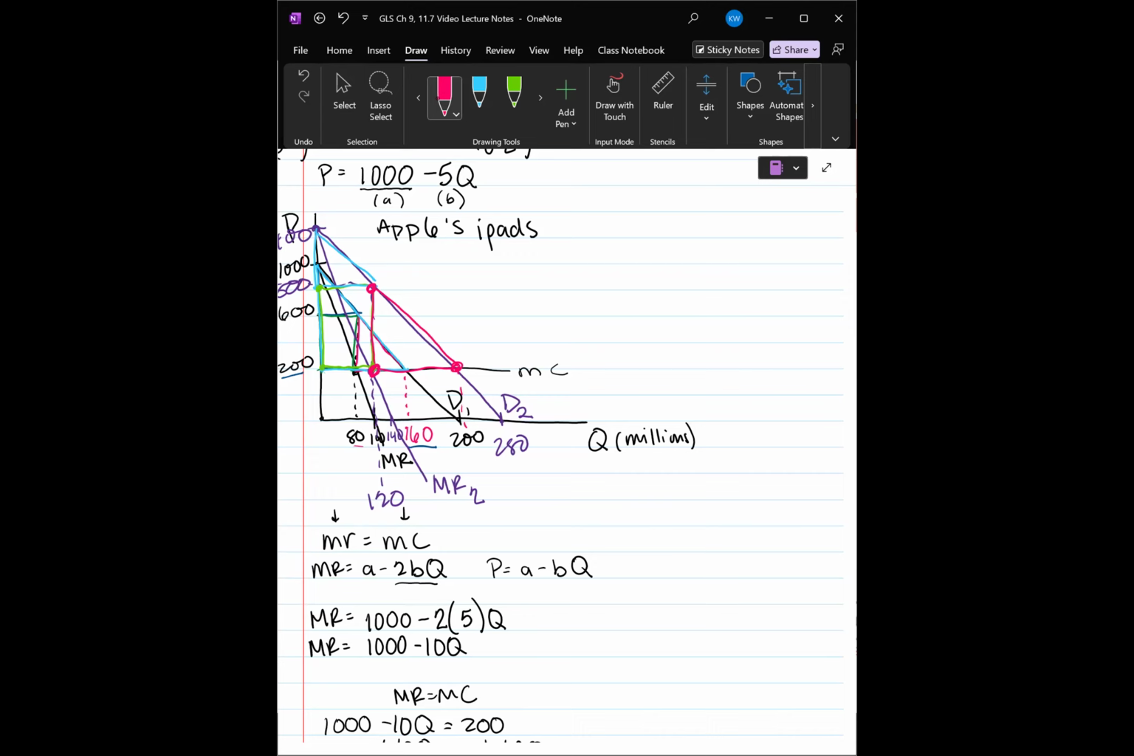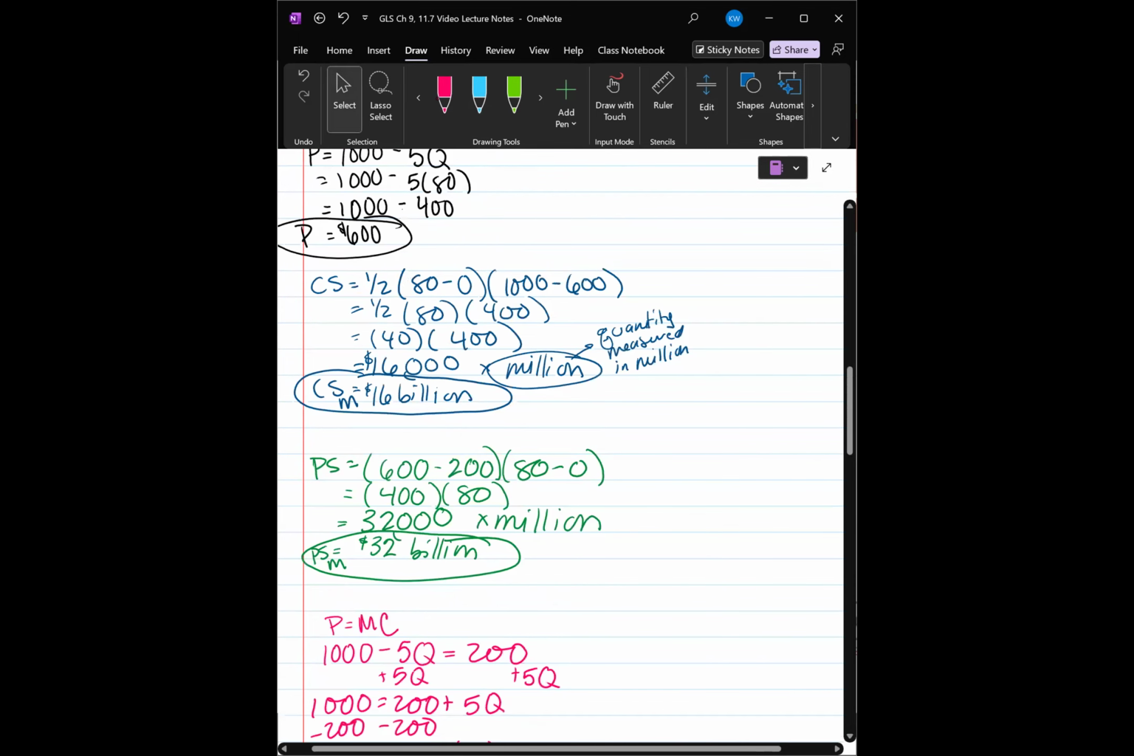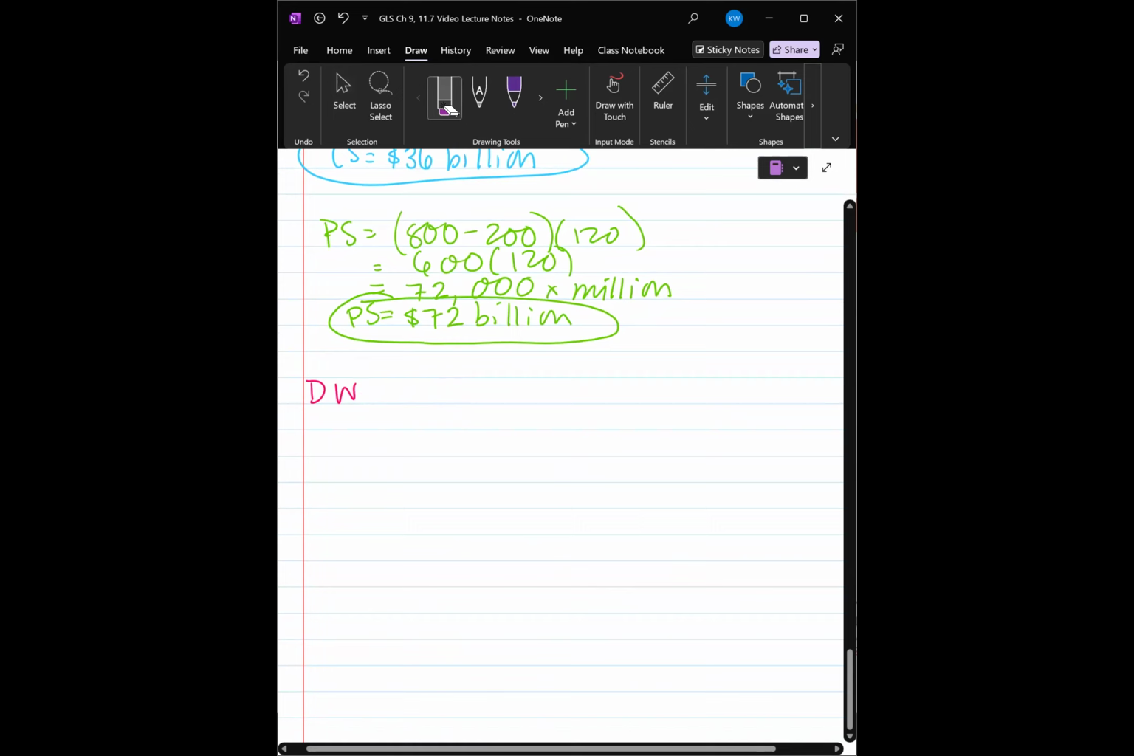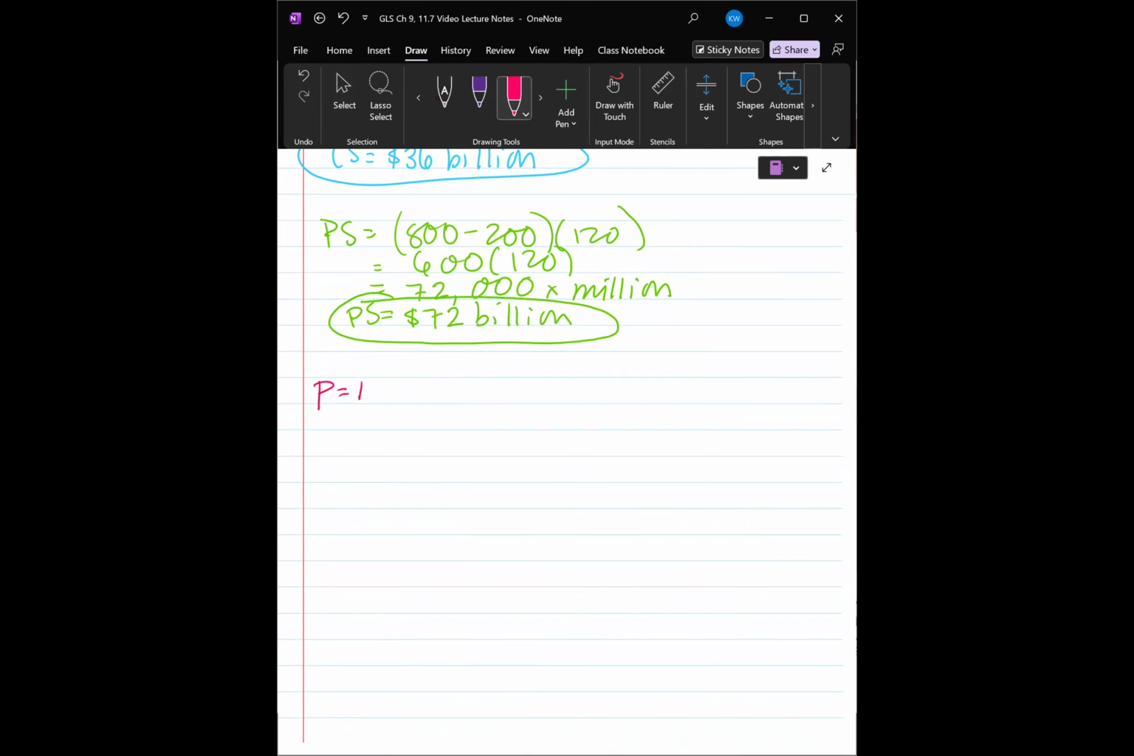So our monopoly here is making 20 million iPads, and we want to know what our perfectly competitive firm would make under this demand system. So we're going to set price equal to marginal costs. That's going to give us 1,400 minus 5 times Q equal to 200. And we're just going to solve for Q. So we'll add 5Q to both sides. That gives us 1,400 equal to 200 plus 5 times quantity.